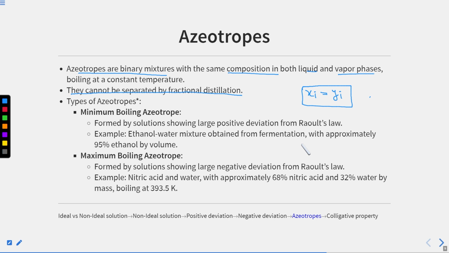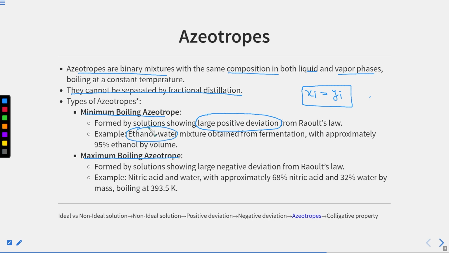Now if you consider the types of azeotropes, there are two. The first one is minimum boiling azeotropes and the second one is maximum boiling azeotropes. The distinction is very clear. Minimum boiling azeotropes are the ones which show a large positive deviation from Raoult's law, and the azeotropes having a larger negative deviation from Raoult's law are called maximum boiling azeotropes.